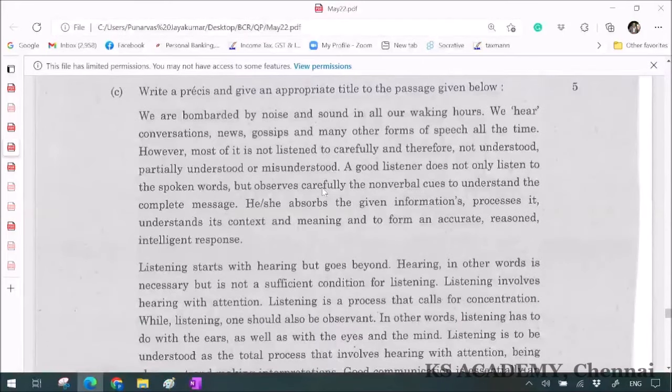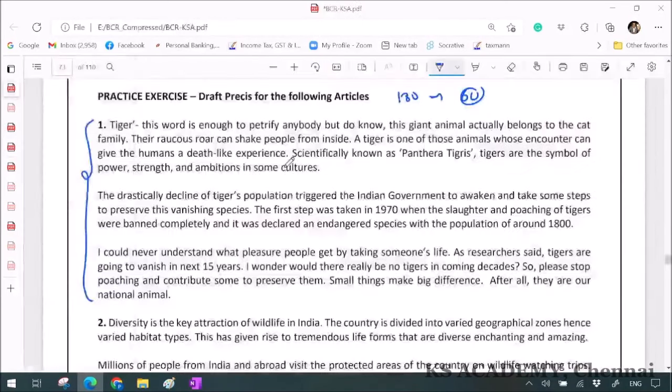So let's write down. Tiger, comma, write down. This is the draft. Tiger, comma, scientifically known as within inverted commas, Panthera tigris, comma, belongs to the cat family. I am writing the draft now. Belongs to the cat family.